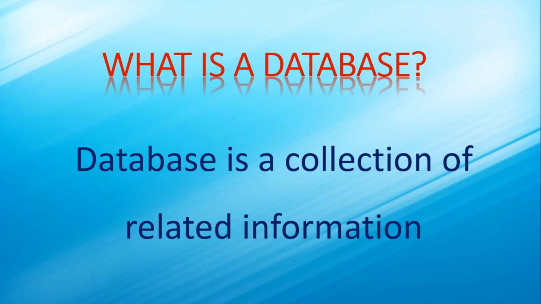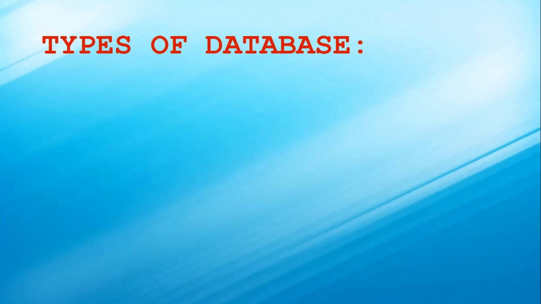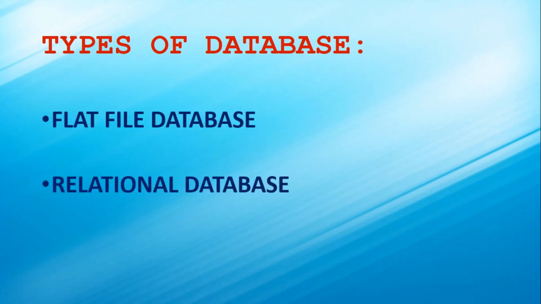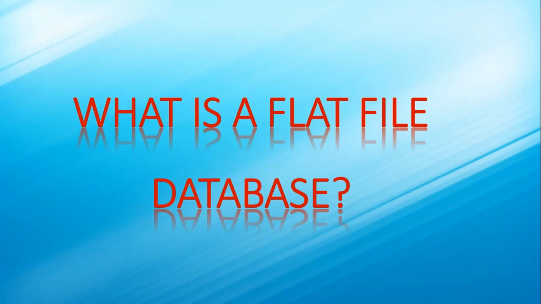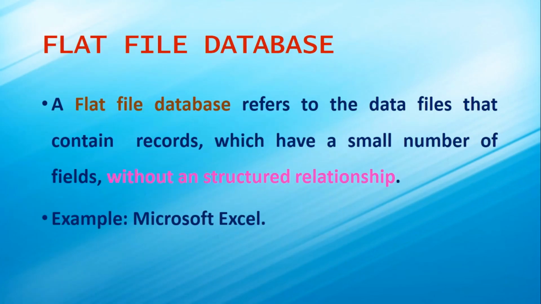Fine. So moving further, types of database. Here there are two types of database. The first one is flat file database and the second one is relational database. What is a flat file database? A flat file database refers to the data files that contain records which have a small number of fields without any structured relationship. For example, Microsoft Excel.